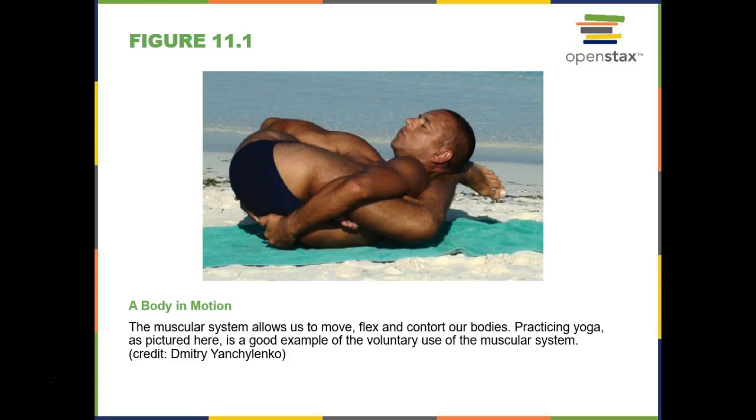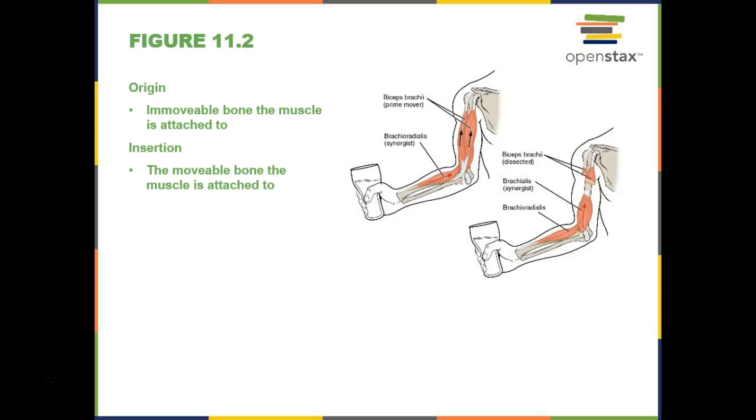But what this picture does show is how flexible our body is due to the voluntary use of our muscles. So when we look at our muscles, which we learned about in the last chapter, muscles are attached to our bones, and typically muscles are attached to 2 different bones.